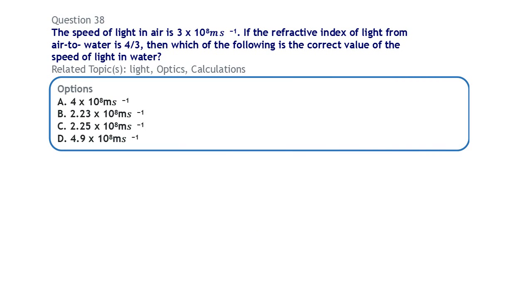Next on light, the speed of light in air is 3 times 10 raised to the power 8 meters per second. If the refractive index of light from air to water is 4/3, then which of the following is the correct value of the speed of light in water?